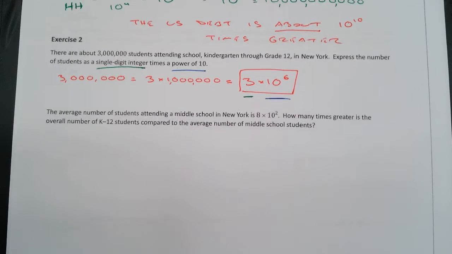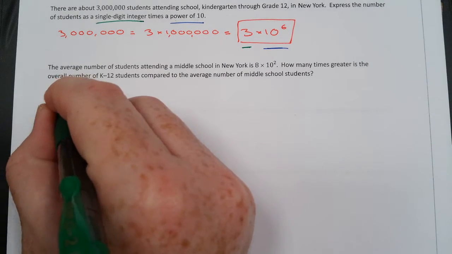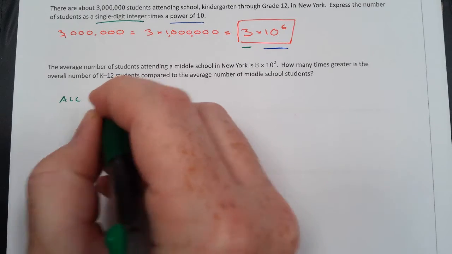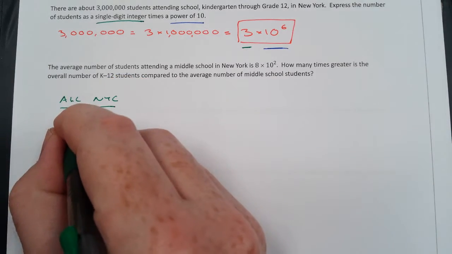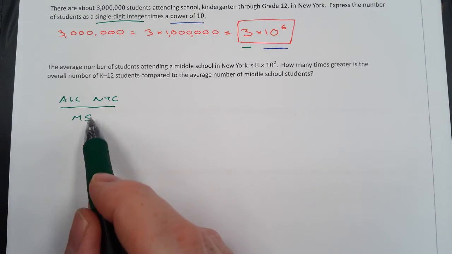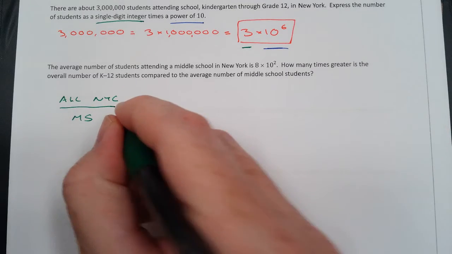Now the second part of exercise 2 says the average number of students attending a middle school in New York is 8 times 10 squared. How many times greater is the overall number compared to the middle school? So we need to do all schools in New York City divided by just one middle school. All New York City divided by middle school to figure out how many times greater all New York is.